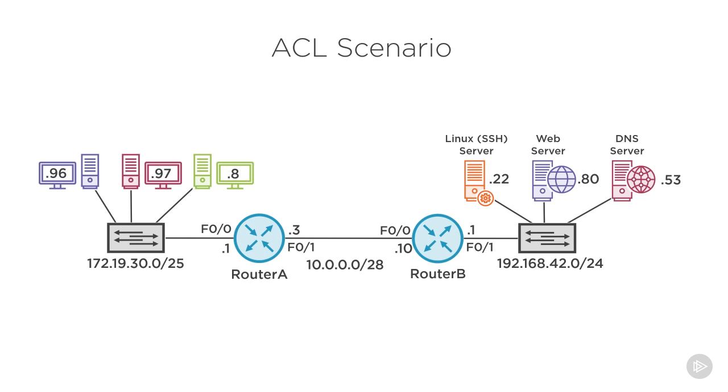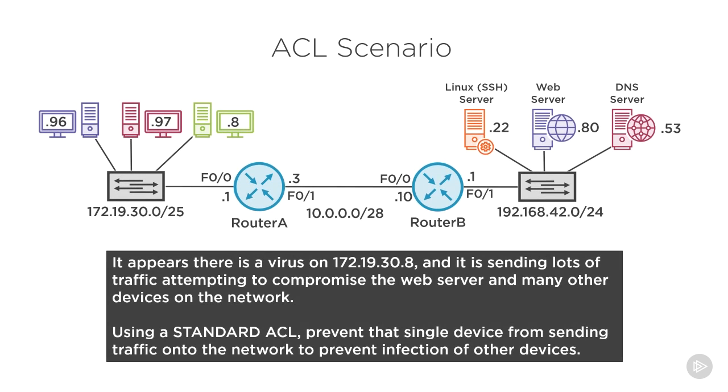So I have three PCs on the left, 172.19.30.96, .97, and .8. And then over on the right, I have a Linux server for SSHing, a web server, and a DNS server, all connected to router B on the 192.168.42.0 network. We're going to assume that these two routers have all of the routing configured correctly. So all we're going to be working with here is access control lists. So let's use this first example.